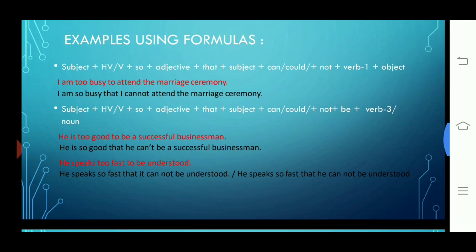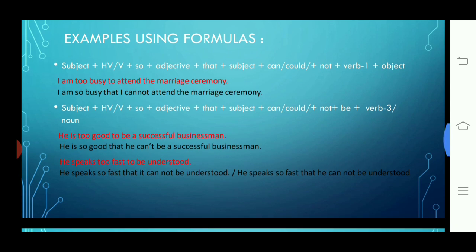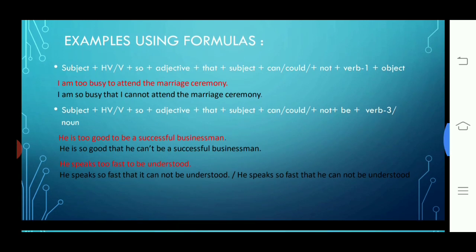Here, based on the first formula, there is one example given where we have to use subject plus helping verb, so, adjective, that, subject, can or could, then not, then verb first form and later object. Following this formula: I am too busy to attend the marriage ceremony. I am so busy that I cannot attend the marriage ceremony.